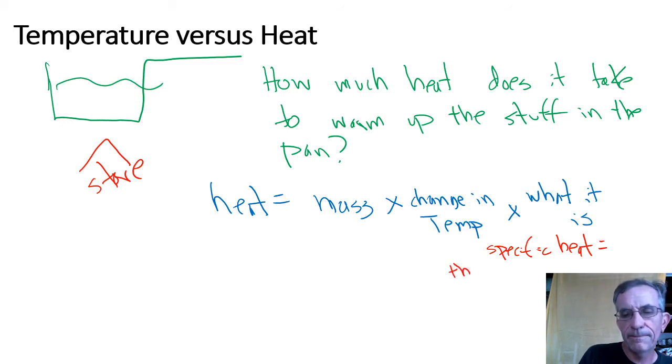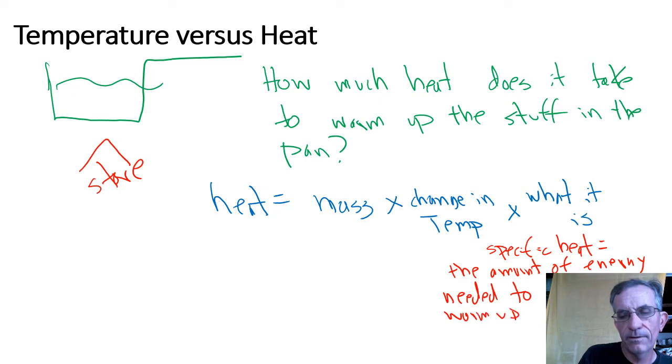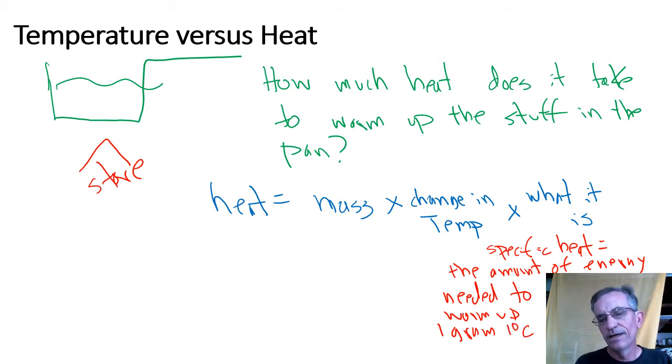The amount of energy needed to warm up 1 gram of something 1 degree Celsius. So it takes into account that different things warm up at different rates.